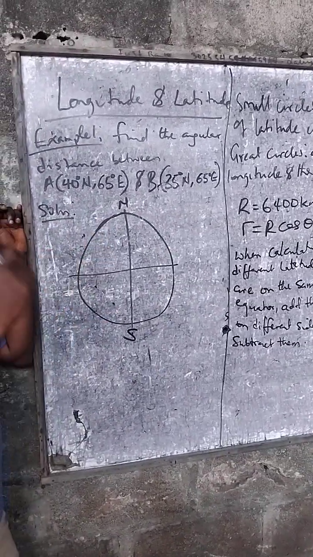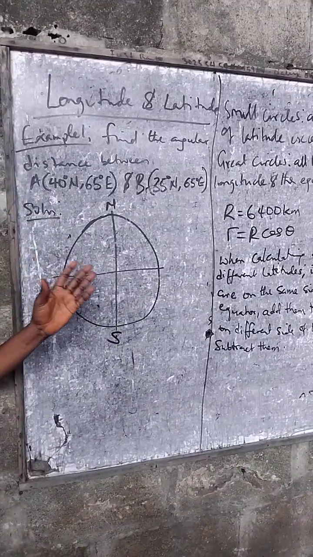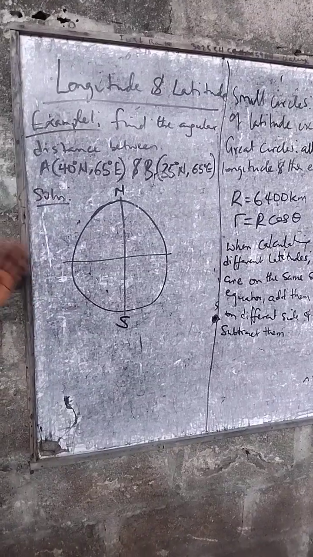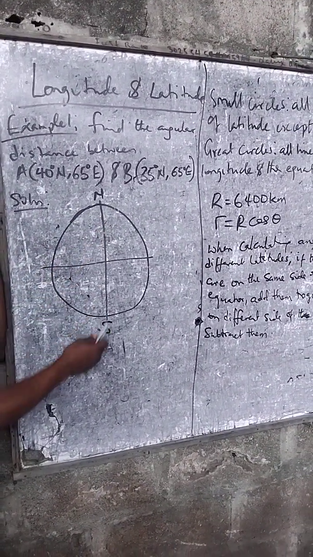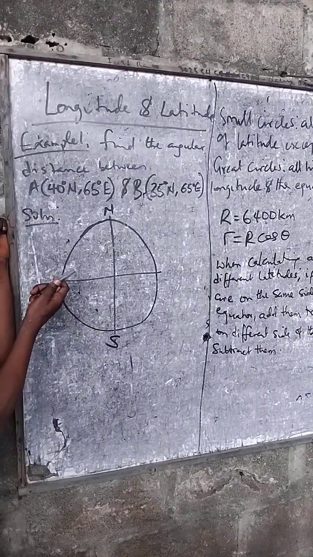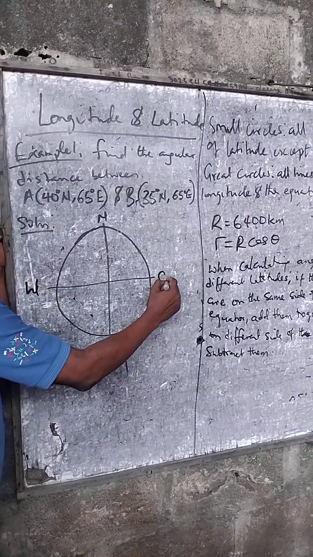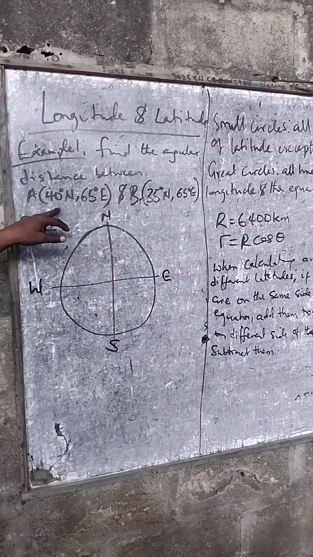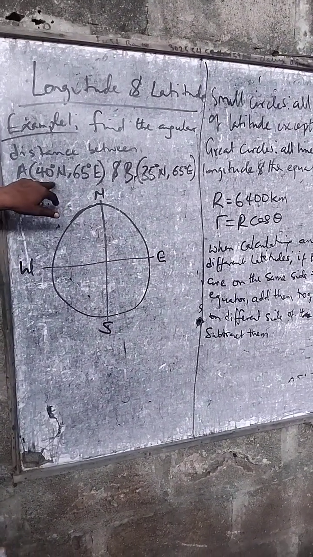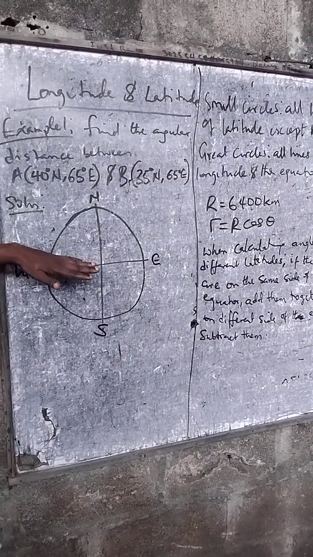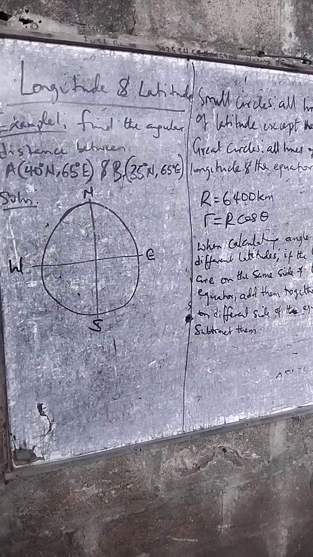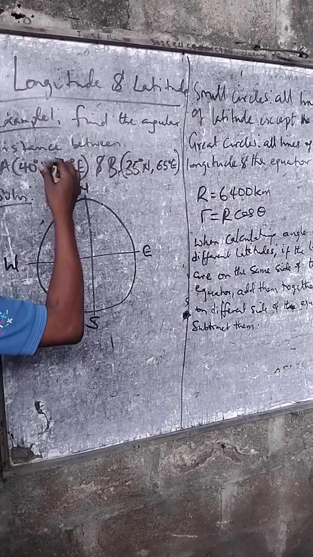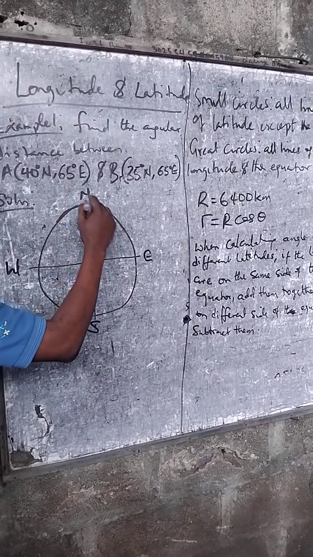Anytime you are given a question in longitude and latitude, try to interpret it as a diagram. When you draw your circle, put the poles north, south, west, east. It will give you direction. They say 40° north, that's point A. On the what? Latitude is towards the north. And 65° east, what is in the east? Longitude.